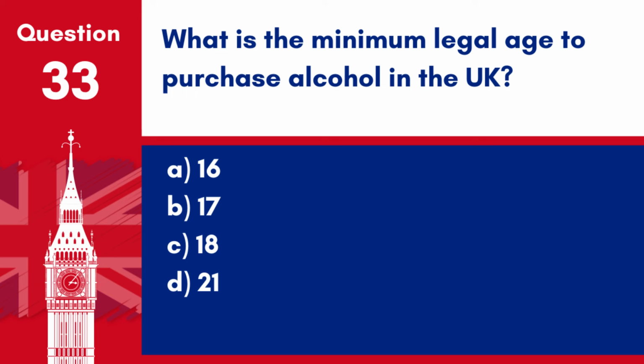Question 33. What is the minimum legal age to purchase alcohol in the UK? A. 16. B. 17. C. 18. D. 21. Answer: C. 18. The minimum legal age to purchase alcohol in the UK is 18 years old.